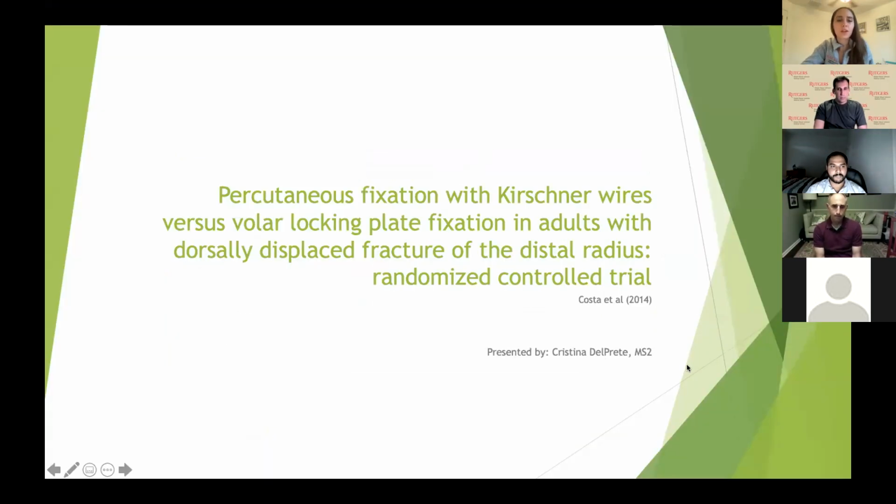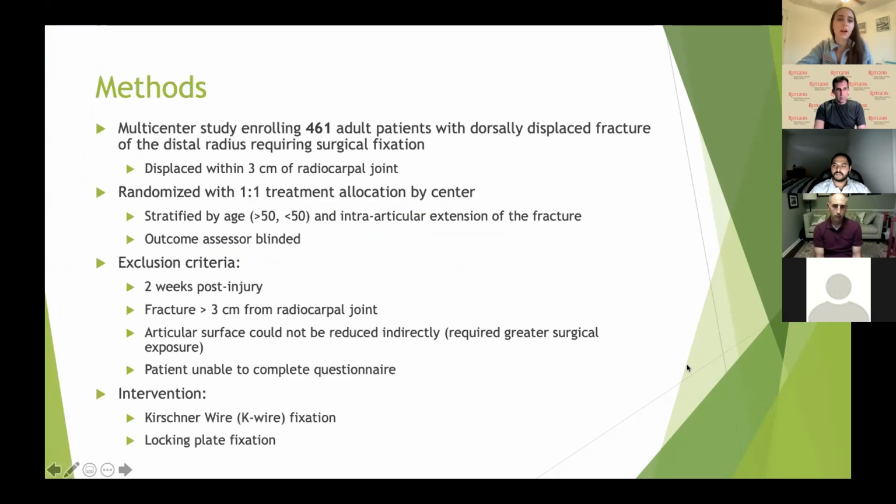Okay, cool. So the paper I'm presenting, by Costa et al. in 2014, compares volar locking plate fixation with percutaneous fixation with K-wires, which is one of the other ways you can reduce the fracture, as Bobby had mentioned. This was a randomized controlled trial that took place in the UK. It was a multi-center study enrolling 461 adult patients, and all of the distal radius fractures were dorsally displaced.